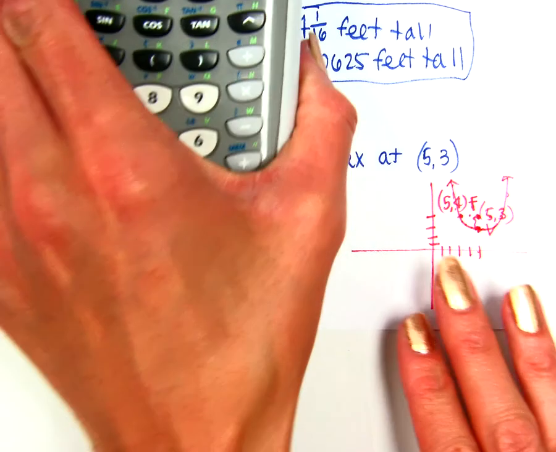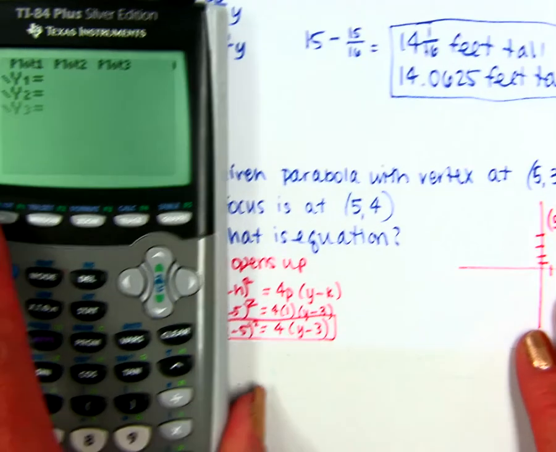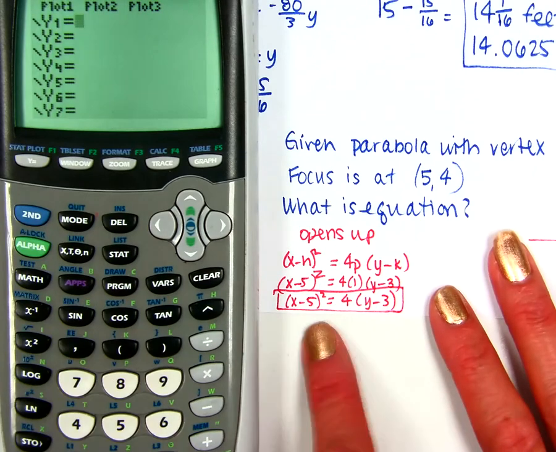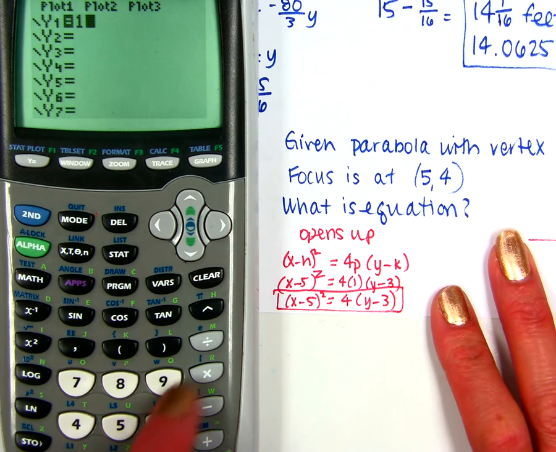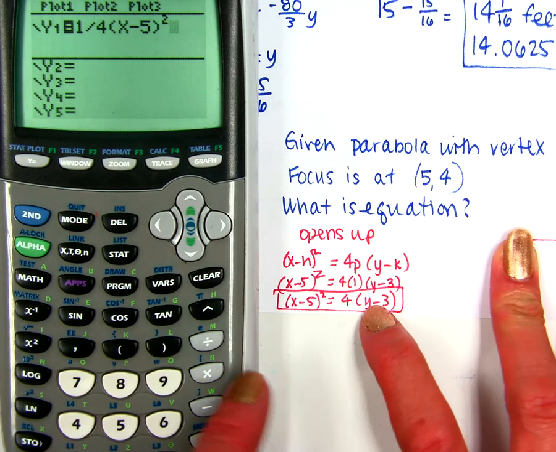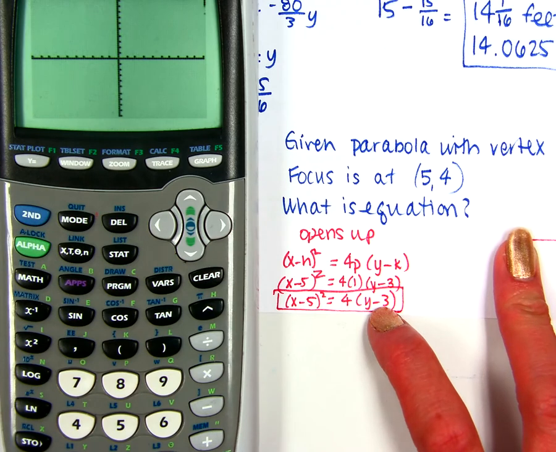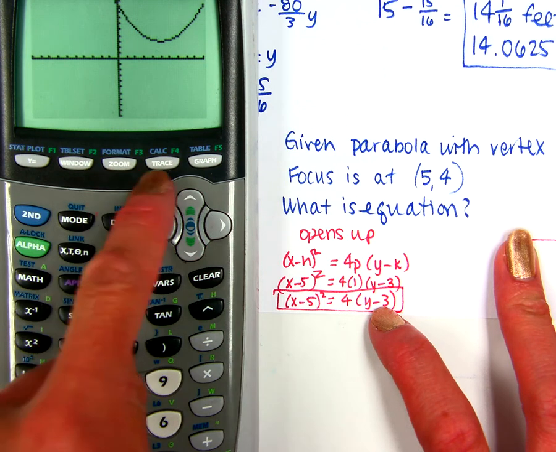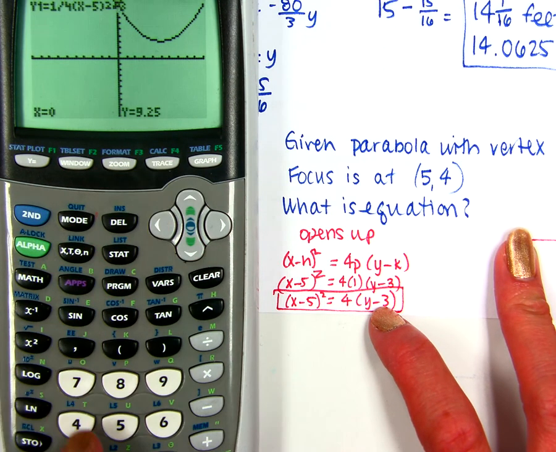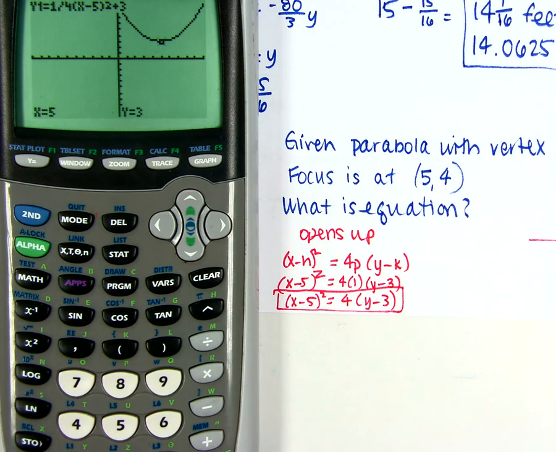Especially for this problem, we could solve for y. So if I were to divide by a 4, I would get 1/4 times (x minus 5) squared. And then I'd have to add 3 to both sides. Okay, and if I graphed it, there's a parabola opening upwards. I could double check that my vertex is at 5, 3. Right? And can't exactly check on the calculator that your focus is at 5, 4, but at least we know the equation matches with the information that was given.